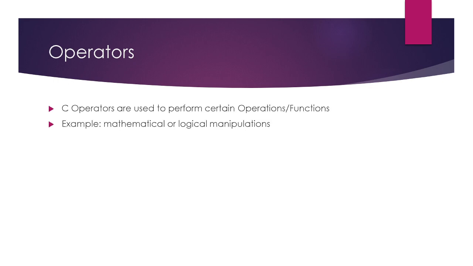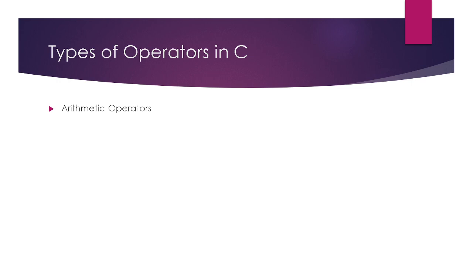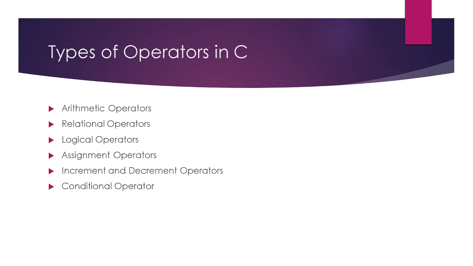Next, we are going to deal with operators. Operators are used to perform certain operations, for example, mathematical operations, logical operations, etc. There are different types of operators in C: arithmetic operators, relational operators, logical operators, assignment operators, increment and decrement operators, conditional operator, bitwise operators, and special operators. We will deal with each and every one of them in detail.